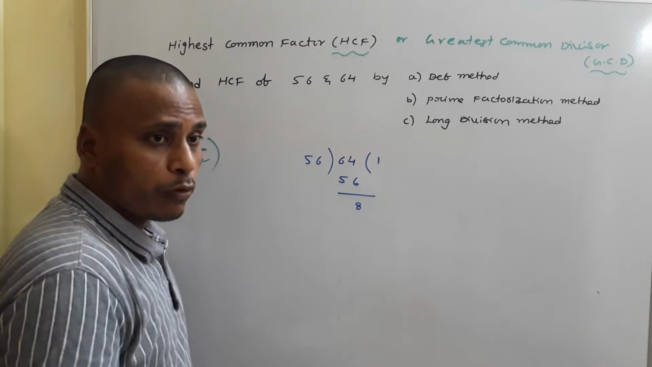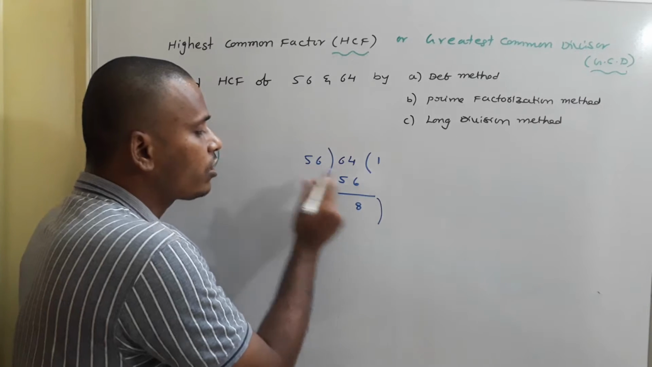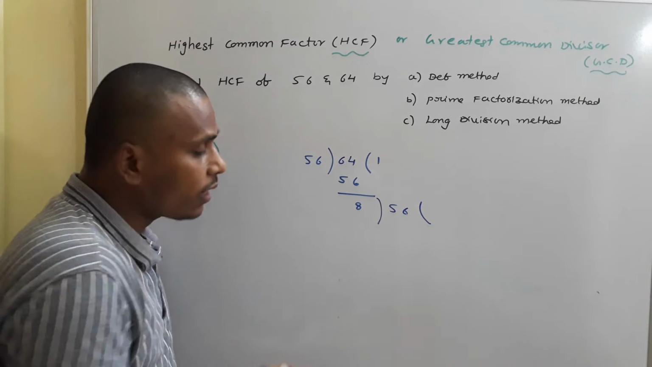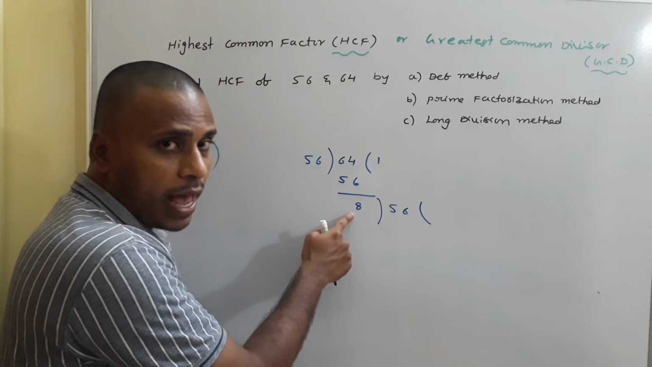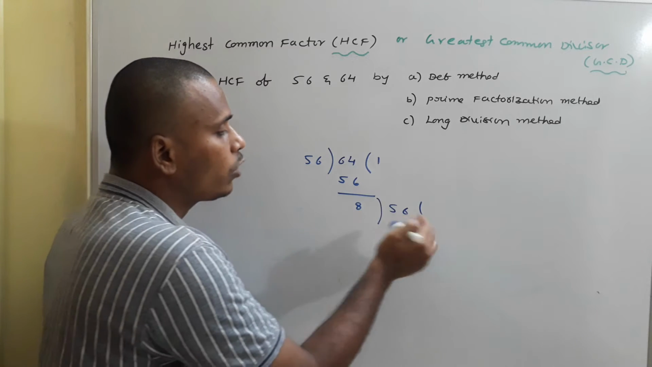And for the next step of division, you need to make this remainder the divisor and this divisor the dividend. It's a continuous process. We need to make the remainder in the first step the divisor, as well as the divisor in the first step the dividend, and then you just divide.